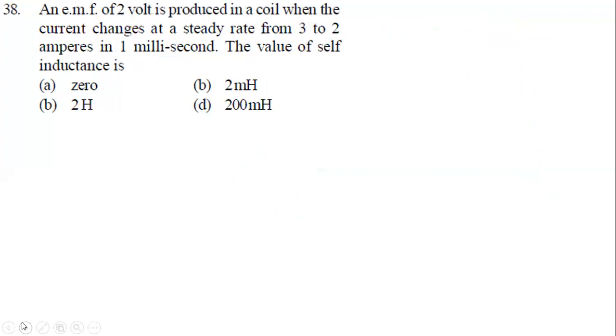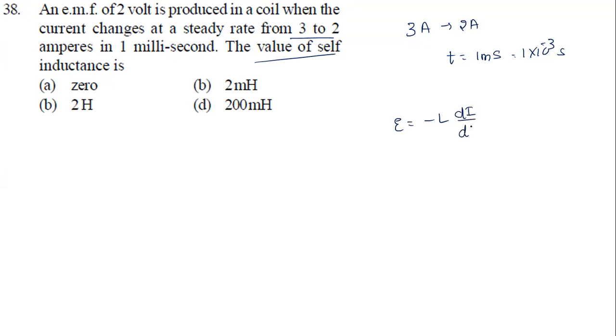Question number 38 now. The EMF of 2 volt is produced in a coil. How much EMF is going to produce in 2 coil? When the current changes at a steady rate from 3 to 2 ampere, in 1 millisecond, so 1 into 10 power minus 3 second. The value of self-inductance. Again, same formula, EMF is equal to minus L times of di by dt.